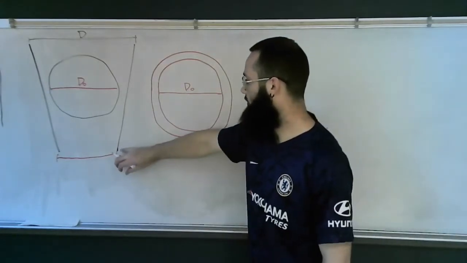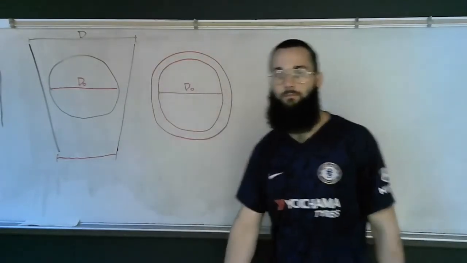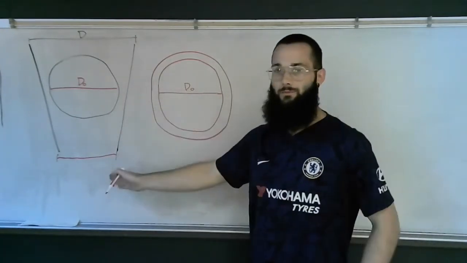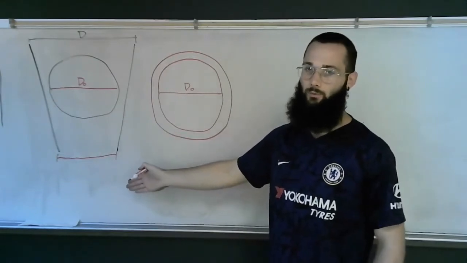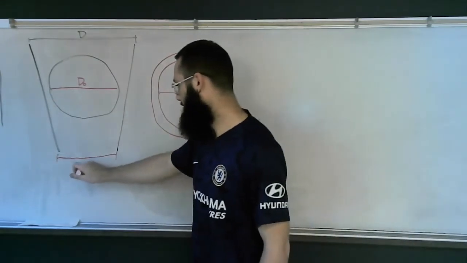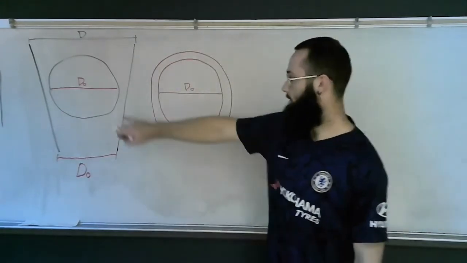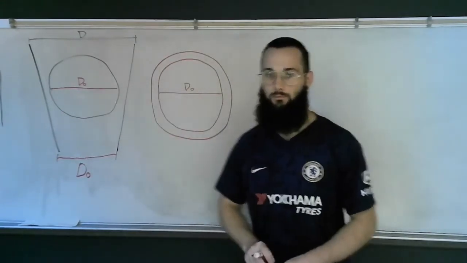In order to do that, we're going to create an equation of this line. This ball can't fall out of the bottom of the flow meter. So we're going to assume that the bottom of the flow meter has a diameter d naught, equal to the diameter of the ball.